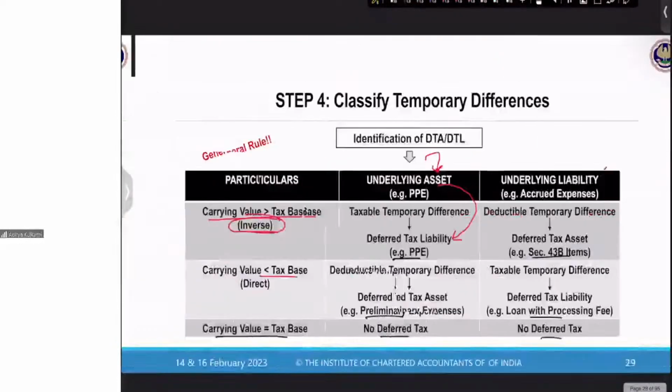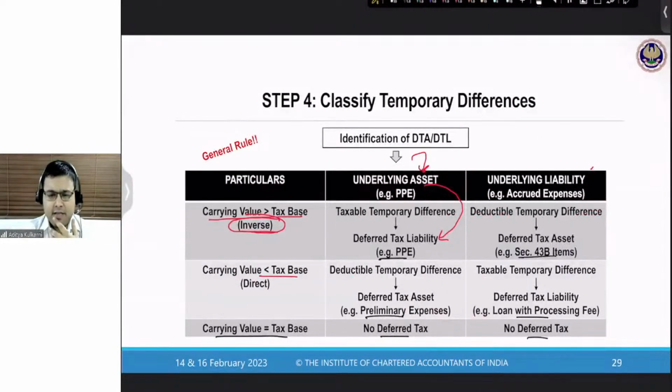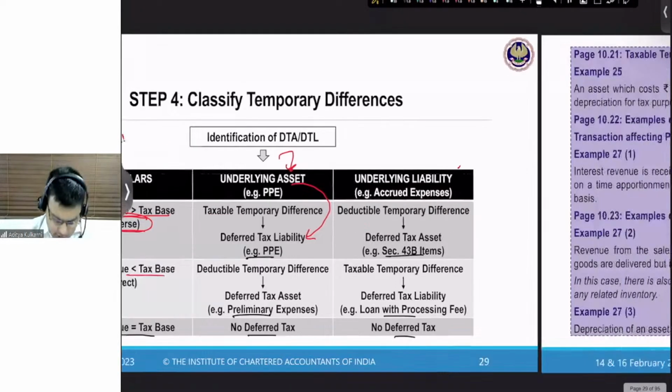Okay, so we also saw that a similar concept is there under AS 22, where the term used there is a timing difference. Here we use the term temporary difference. Then we came up with a rule saying that if carrying amount is greater than the tax base, you see what is the underlying. If it is an asset, then what you will be creating is a deferred tax liability. You remember this one relationship, automatically the other three relationships you will be able to understand.